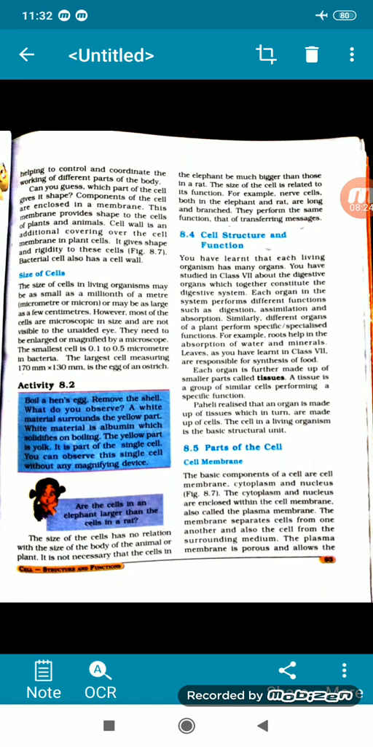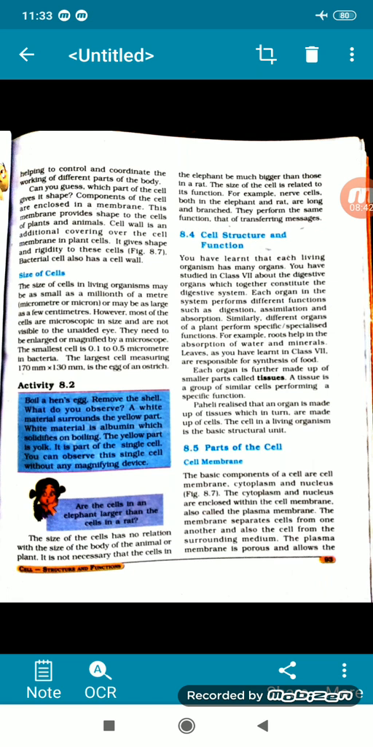The boundary of the onion cell is cell membrane covered by another thick covering called cell wall. The central dense round body in the center is called nucleus. The jelly-like structure between the nucleus and the cell membrane is called cytoplasm.